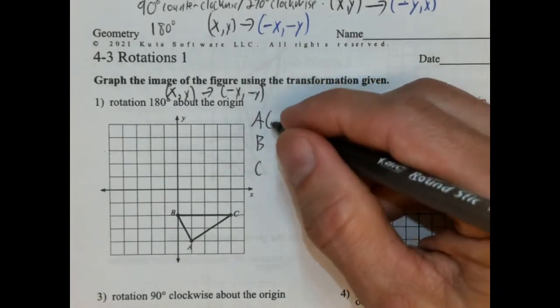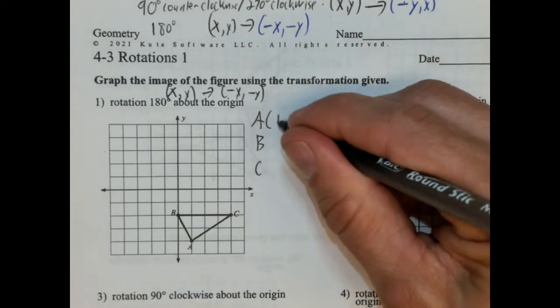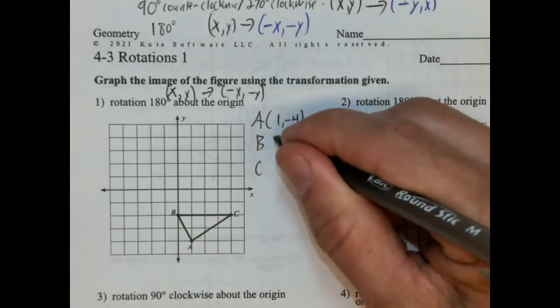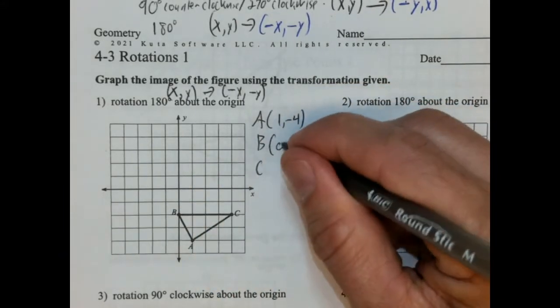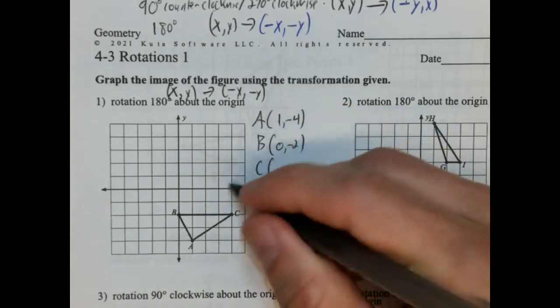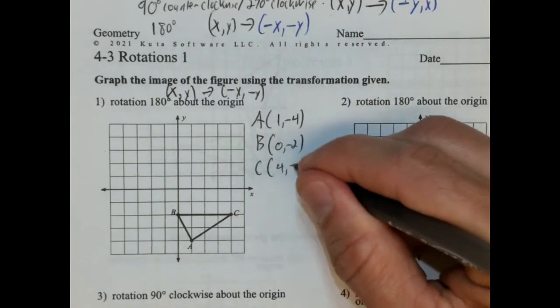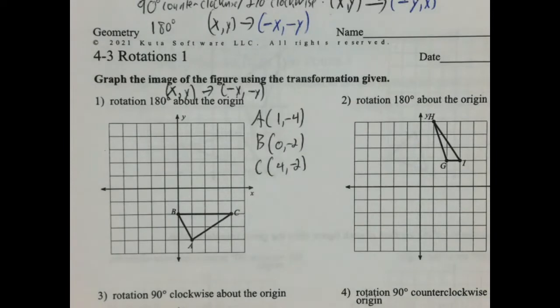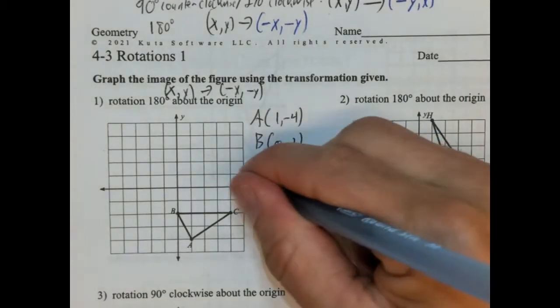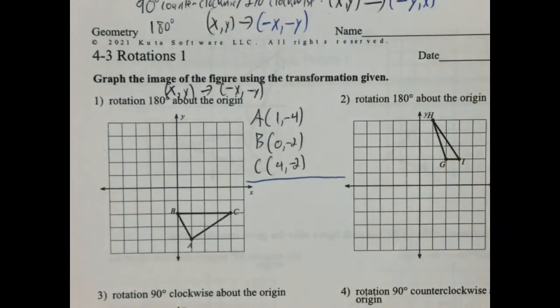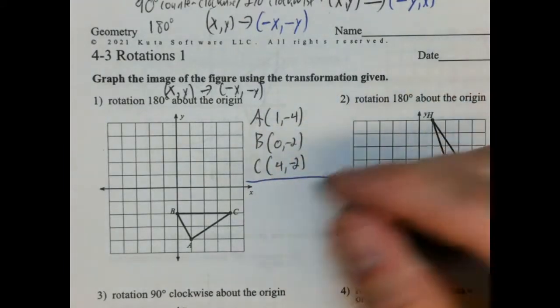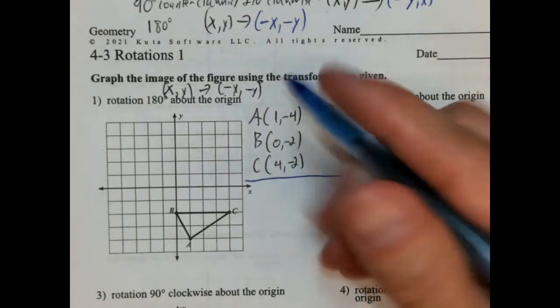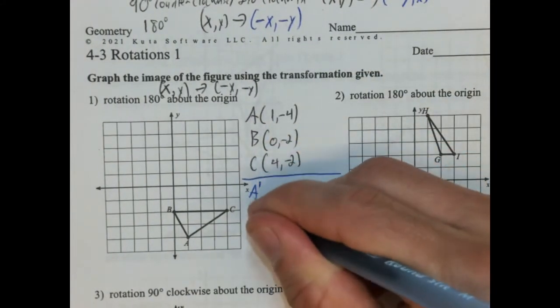So A is going to be, let's see, (1, negative 4). B is going to be (0, negative 2). And C is going to be (4, negative 2). By the way, if I'm making any mistakes, just let me know in the comments section, and I will edit it to fix it, or at least add a note. So we're going to make A prime, B prime, and C prime.